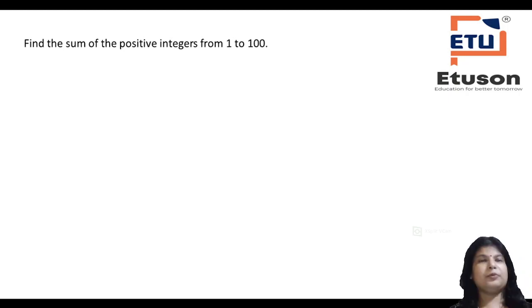Find the sum of the positive integers from 1 to 100. If someone asks you to find out the sum of the positive integers from 1 to 100, how are you going to do it? Let the sum be represented by capital S and you will start writing numbers 1, 2, 3 up to 100. Correct or not? So the same has been written: 1 plus 2 plus 3, dots to represent the numbers in between, plus 99 and the last term is 100. Correct? This is the way you will write.